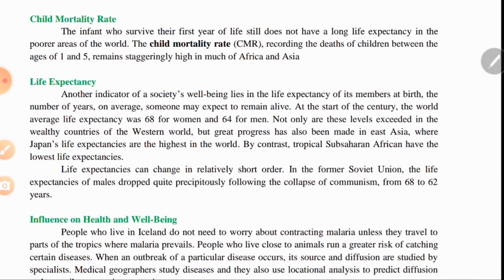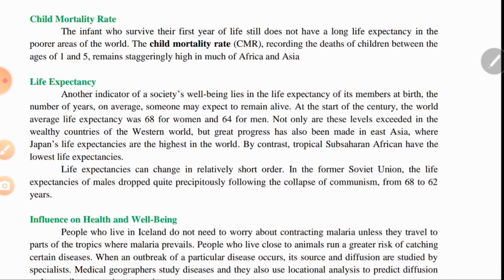Next, the life expectancy. Another indicator of society's well-being lies in the life expectancy of its members at birth. The number of years, on average, someone may expect to remain alive. At the start of the century, the world average life expectancy was 68 for women and 64 for men. And not only are these levels exceeded in the wealthy countries of the Western world, but great progress has also been made in East Asia, where Japan's life expectancy is the highest in the world.